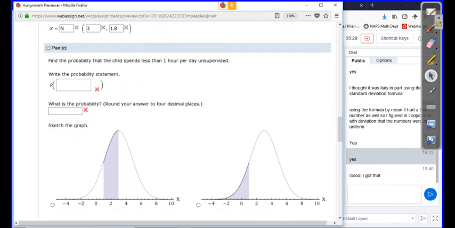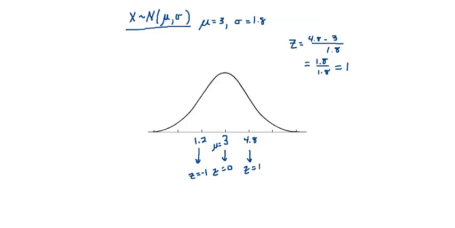So suppose we want to find the probability that the child spends less than 1 hour per day unsupervised. How are we going to write that probability statement? What we're looking at in writing a probability statement goes like this. I'm always interested in a probability. So we write P for probability that X is, let's say, less than 1 hour unsupervised. And what we're doing when we say that is, here's my 1.2 hour mark. So 1 hour is slightly less than that.